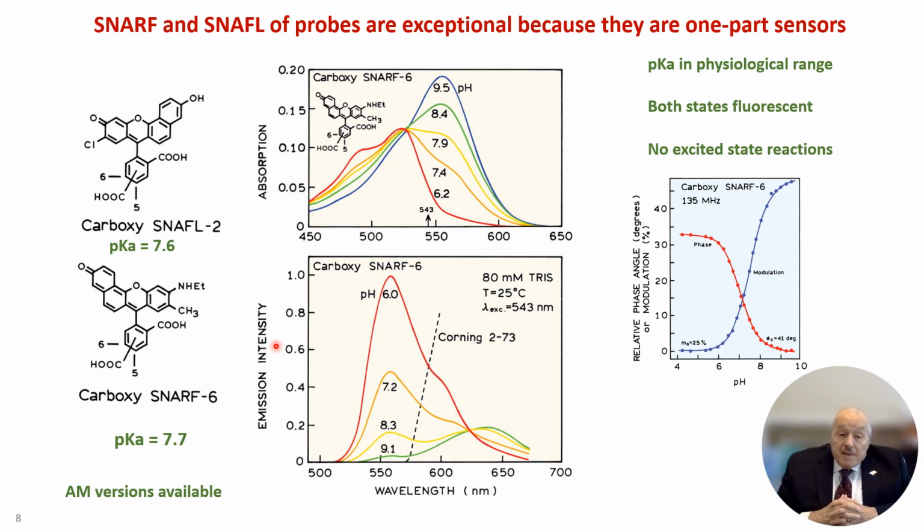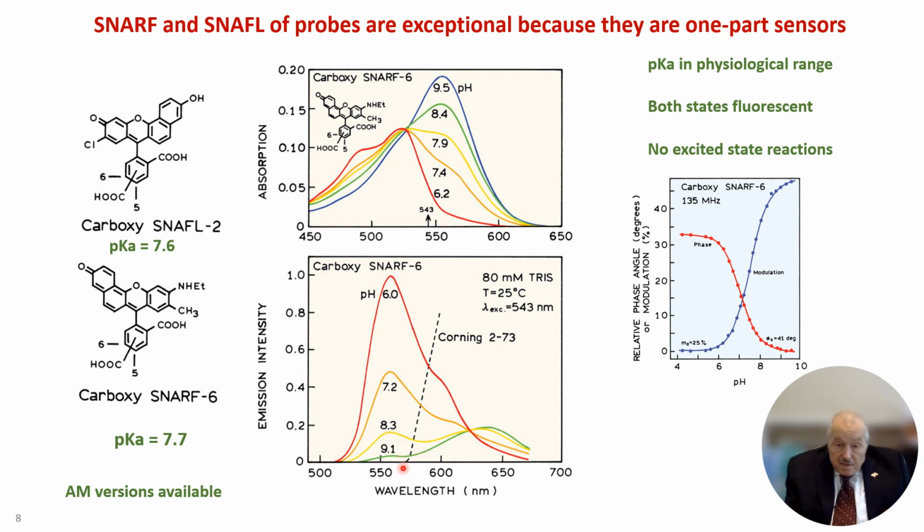These are the pH indicators that I really like. In fact, I think they're exceptional. First of all, they're a one-part sensor, and there's no excited state reaction. So the way it is in the ground state is the way it stays. Both states are fluorescent.